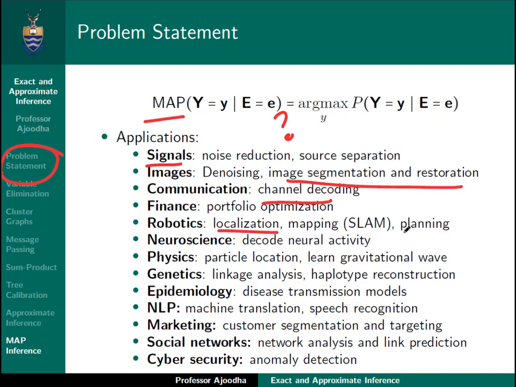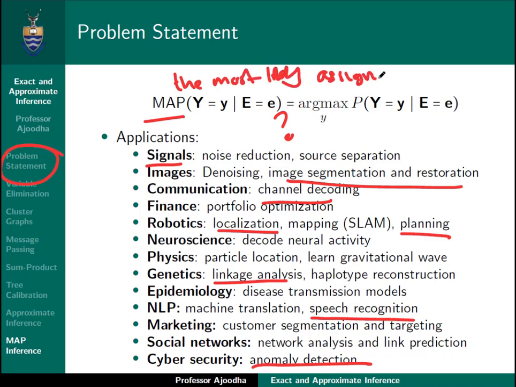You can use it for planning in robotics, in genetics. You can do linkage analysis, and you can do it for speech recognition, anomaly detection. There's lots and lots. I've written a whole lot here. Lots of stuff that you can use MAP inference for. So this is calculating the most likely assignment. So maybe the most likely assignment is this. Okay, so this is the most likely thing to happen. This event has the highest probability.